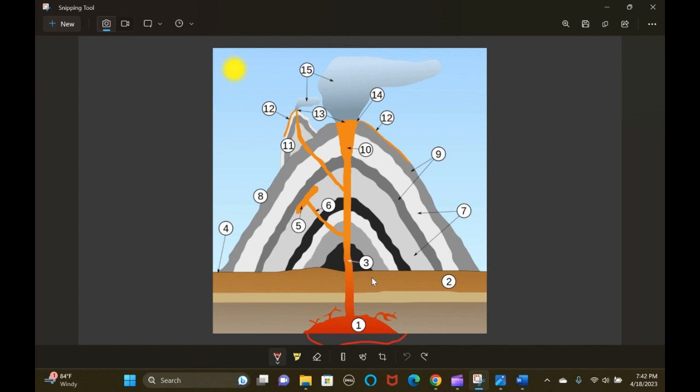But in today's video, we're going to talk about 3 really important parts: the magma chamber, the conduit, and the crater. Now let's hand it back over to Science Bro.